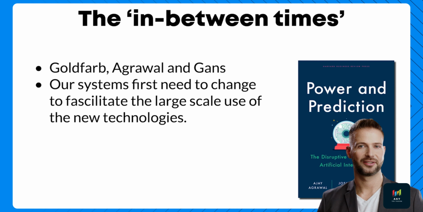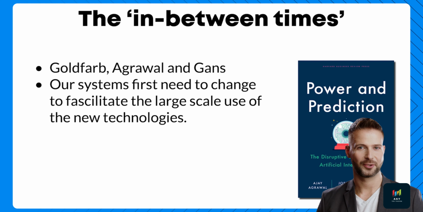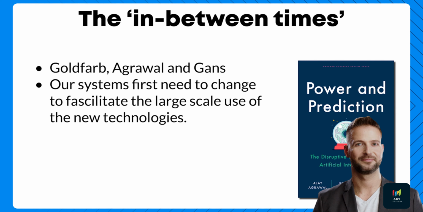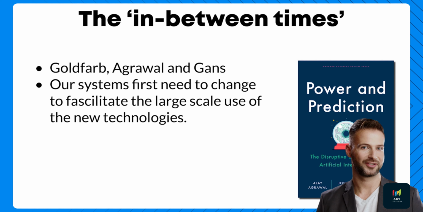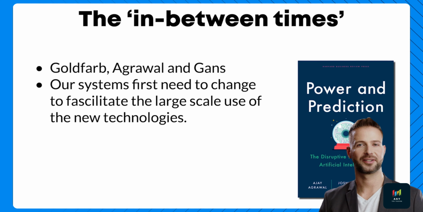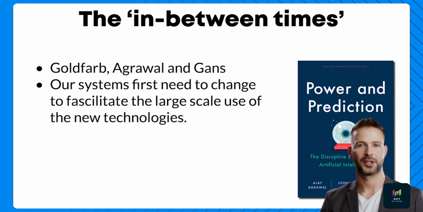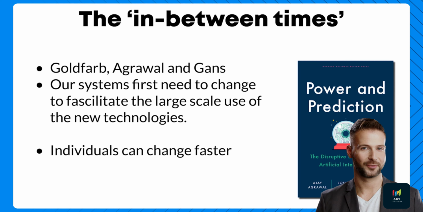Right now, we are in what economists Goldfarb, Agrawal, and Gans called the in-between time, where the technology to change the world is here, but the systems we live and work in have not adjusted yet to fully accommodate the new technology and reap the benefit from it. Large organizations like companies and especially governments are slow to adopt these new technologies, and it may take a decade for wide adoption to occur. A decade in which, as we've seen, progress will only continue. But for individuals like you and me, it's much easier to adapt.